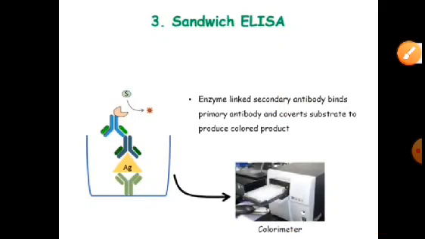After that, there are some applications. ELISA is used to evaluate presence of antigen or antibodies in the sample. It is used to determine the serum antibody concentration in virus test. It is also used in food industry to determine food allergens.